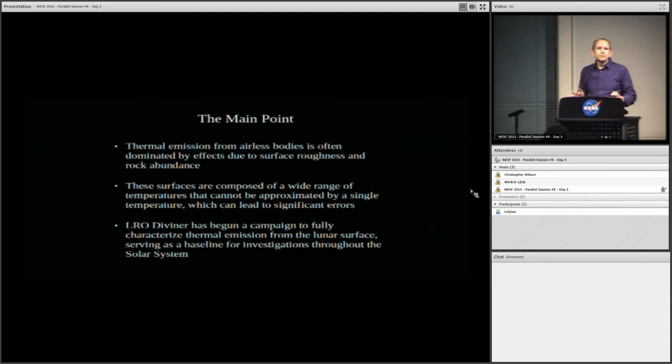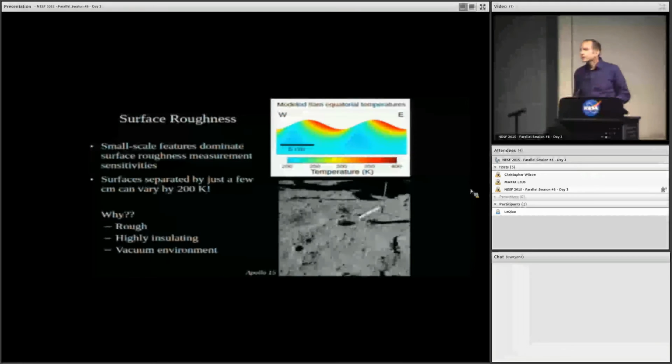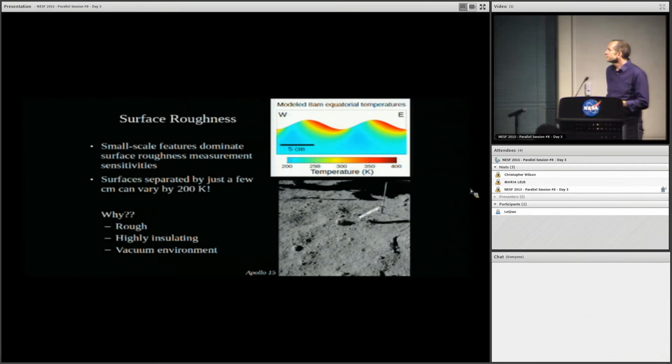My message here isn't that the moon's surface is going to be the same as every other airless body surface throughout the solar system, but this is a first set of comprehensive measurements that could serve as more or less a framework for studying these other bodies.